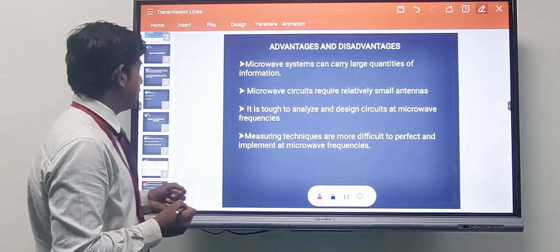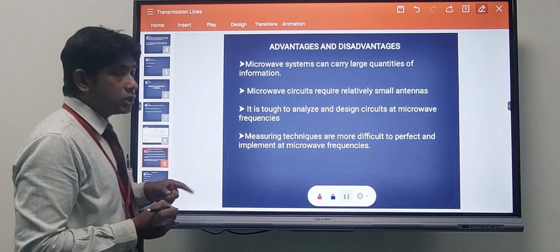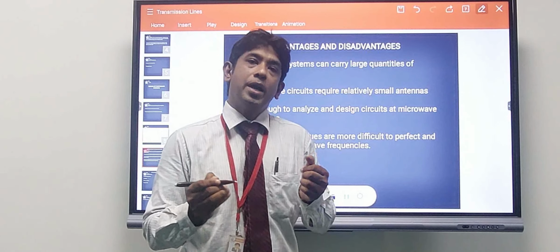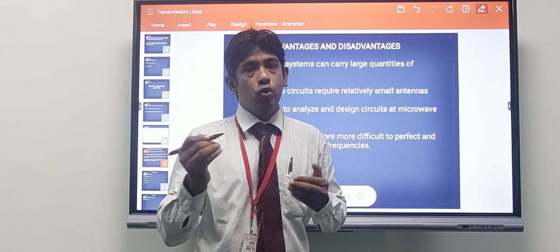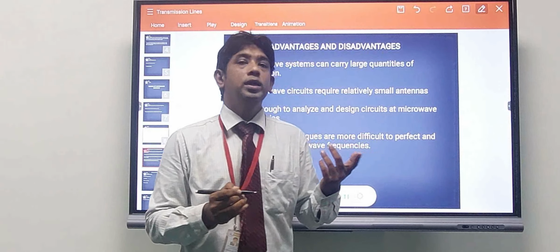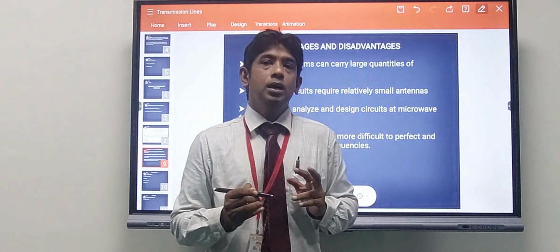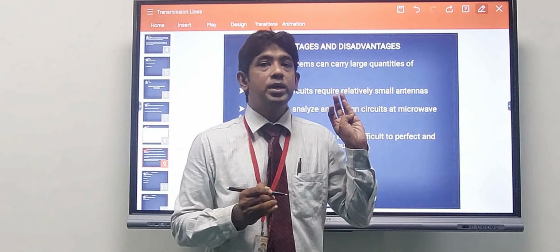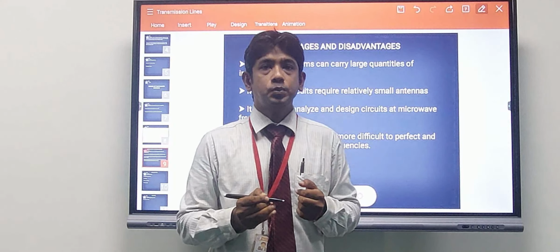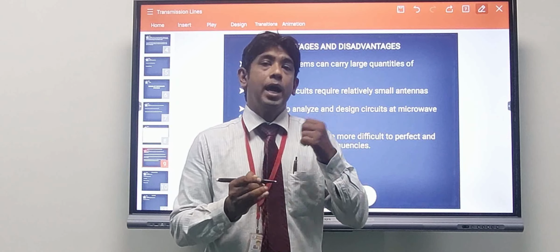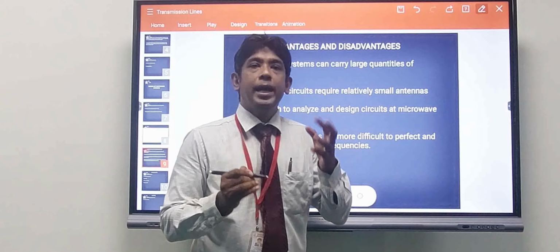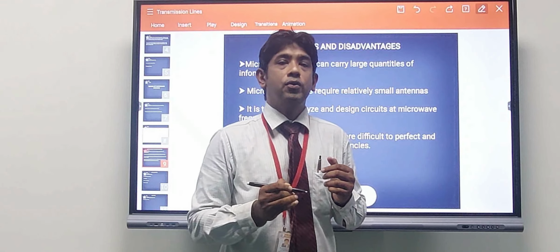Now talking about the disadvantages, it is more difficult to analyze and design circuits at microwave frequencies. Measuring techniques are more difficult to perfect and implement at microwave frequencies. Another point is that it is very difficult to implement conventional circuit components, for example resistances, capacitors, inductors and so on, at microwave frequencies. The transit time is more critical at microwave frequencies as well. It is often necessary to use specialized components for microwave frequencies.